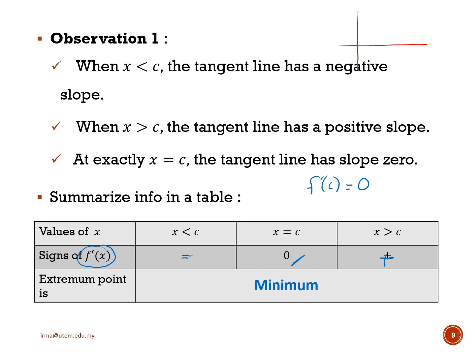Okay, we have somewhere here, this is our c. This is 0. We have this one, the tangent is 0, when the slope is 0. So if we have x less than c here, and you have the negative sign of f prime x, so f prime x is the slope or the gradient, so if you have the negative slope, you will have something like this.